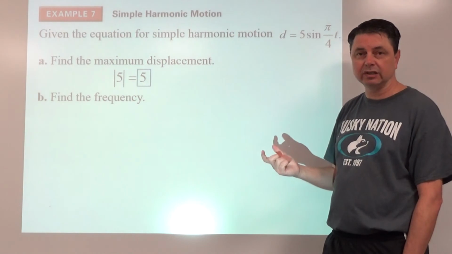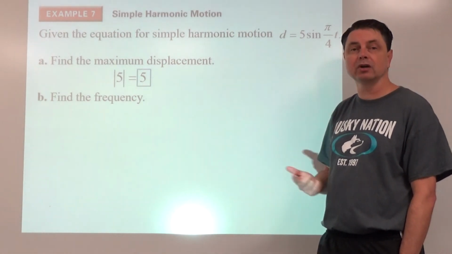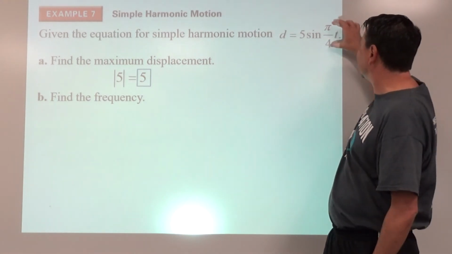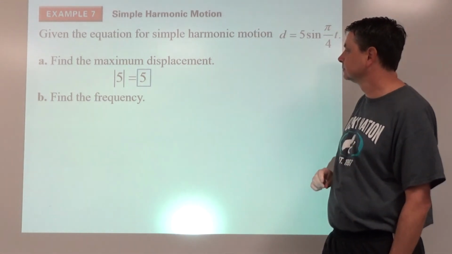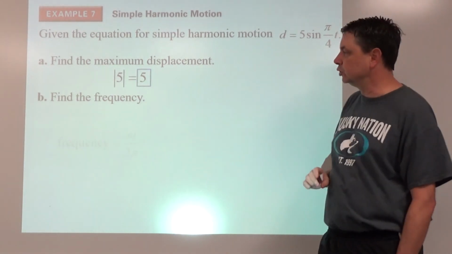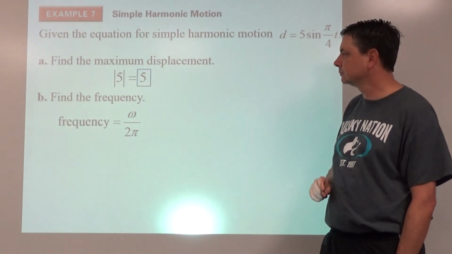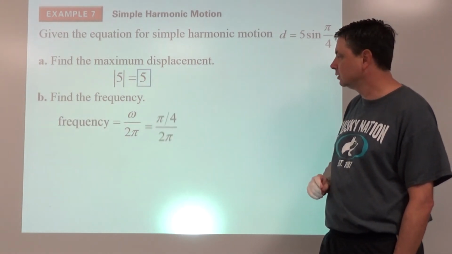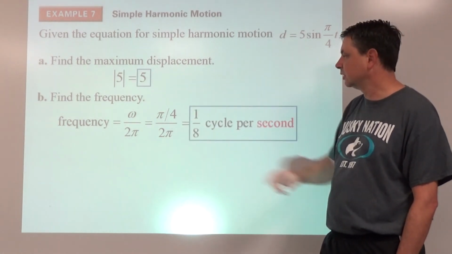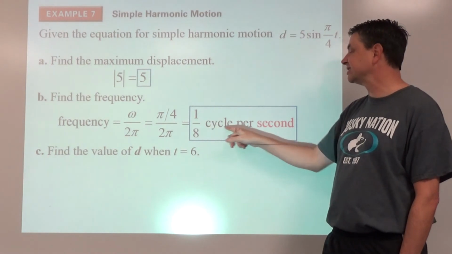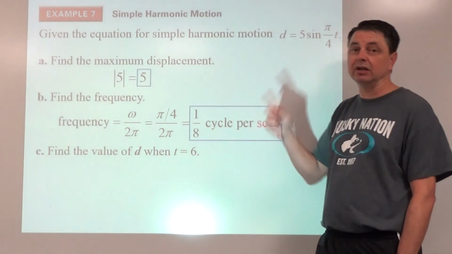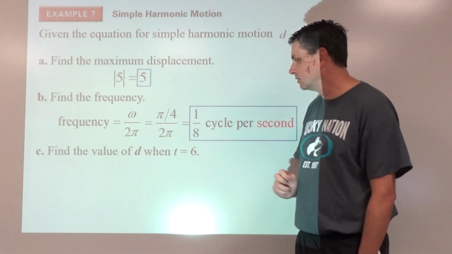What's the frequency? Remember, the frequency is just the reciprocal of the period. The period is going to be 2 pi divided by b, so the frequency would be the reciprocal of that, b divided by 2 pi. So pi over 4 divided by 2 pi is pi over 8 pi. The pi's cancel, so 1 over 8, and that means 1/8 of a cycle per second. So it would complete 1 cycle every 8 seconds.